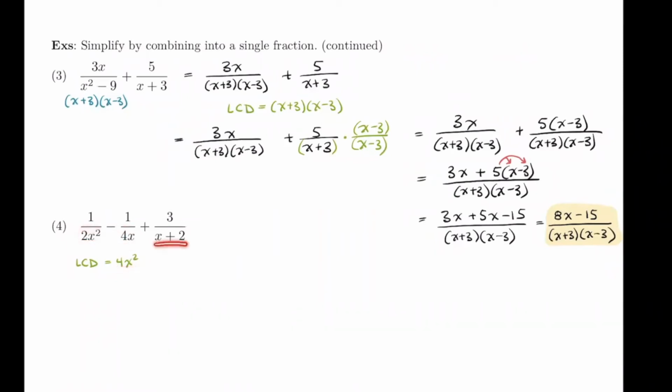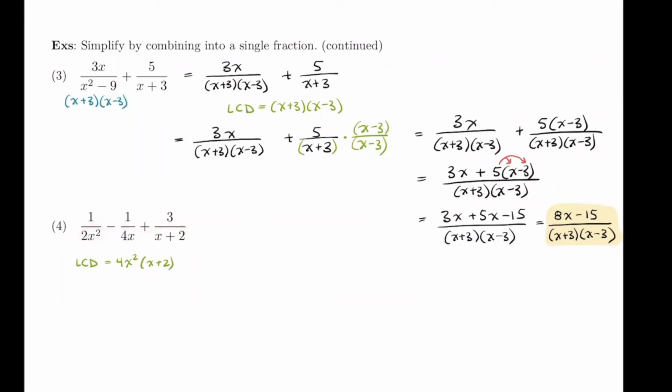If we look at our third fraction, x plus 2, this is a completely different kind of thing. This isn't a power of x that we could maybe multiply by another x in order to make it look like another power of x. We've got x plus 2, which is different. So in order to include that in our LCD, we're going to need to multiply our 4x squared by x plus 2.